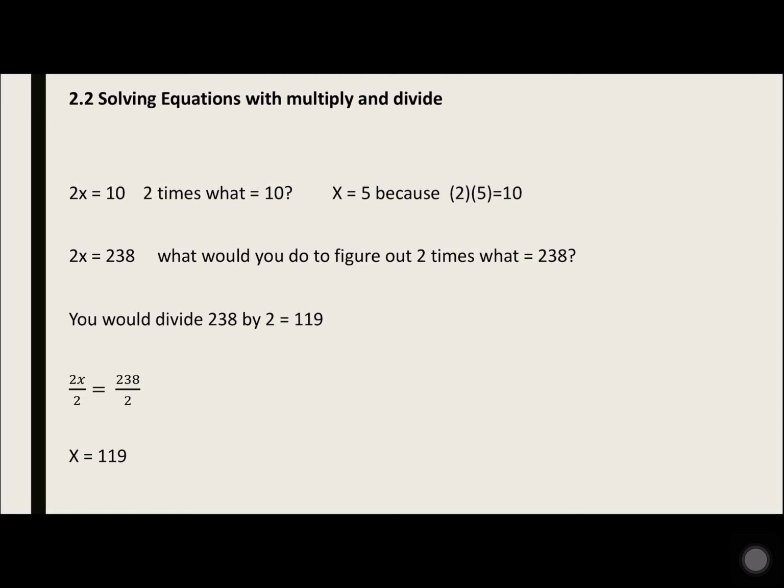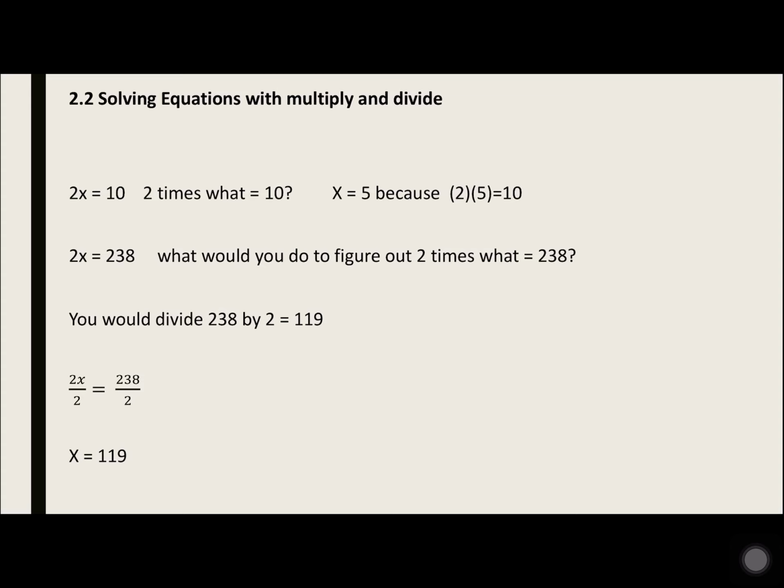2.2 Solving equations with multiply and divide. 2x equals 10. 2 times what equals 10? X equals 5 because 2 times 5 equals 10. 2x equals 238. What would you do to figure out 2 times what equals 238? You would divide 238 by 2, which equals 119.